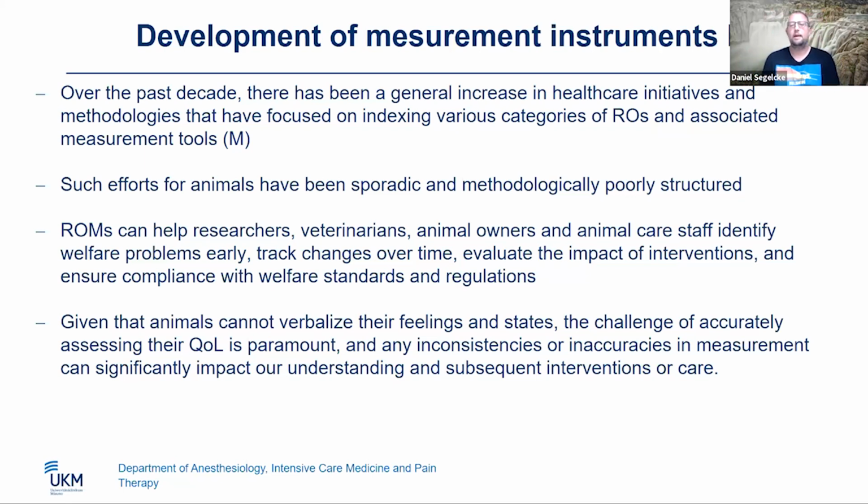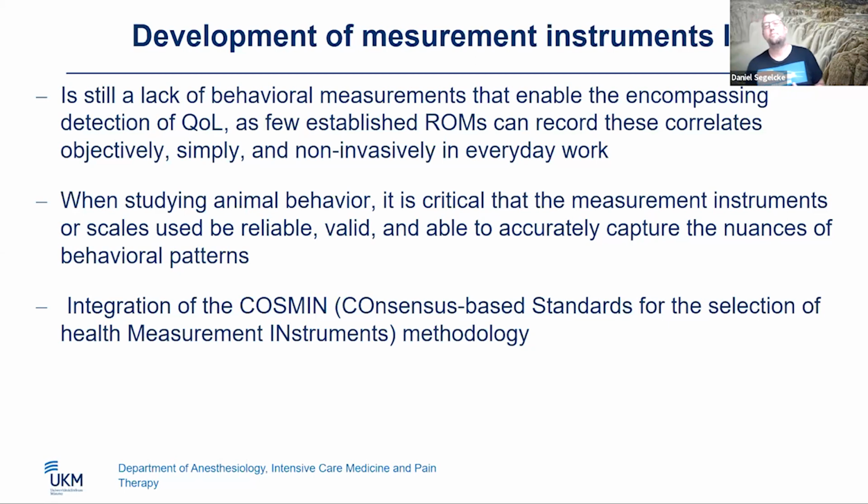Given that animals cannot verbalize their feelings and state, we cannot use an interview situation here. The challenge of accurately assessing their quality of life is paramount, and any inconsistencies or inaccuracies in measurement of the quality of life or subdomains of quality of life, for example pain, can significantly impact our understanding and subsequent intervention or care. In the development of measurement instruments, we have a big knowledge gap. There is still a lack of behavioral measurements that enable the encompassing detection of quality of life, as few established reported outcome measures can record these correlates objectively, simply, and non-invasively in everyday work. One example, and I will give you some detailed information about this, is the Grimace scale.